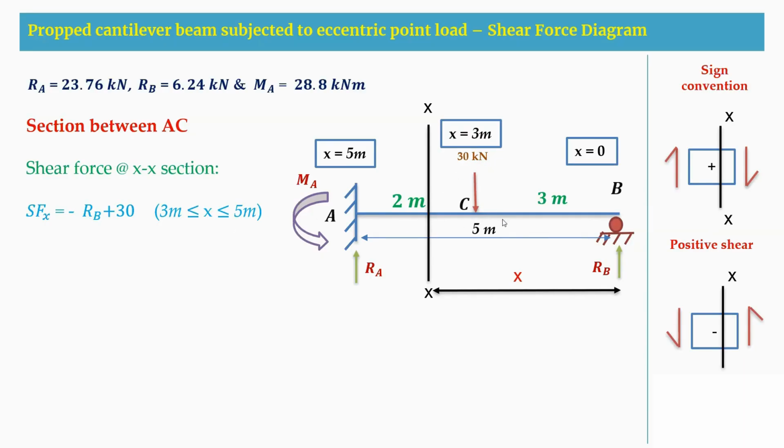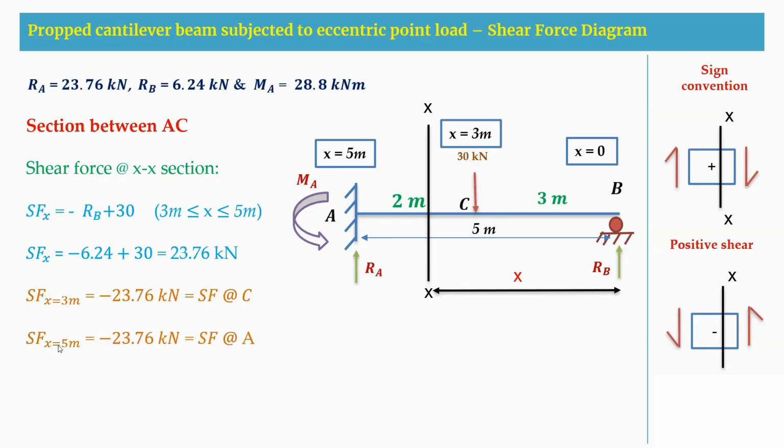So the limits here are 3 meters to 5 meters. So shear force at 3 meters will be equal to plus 23.76 kilonewton. Similarly, shear force at X equal to 5 meters is also plus 23.76 kilonewton. So I'm just correcting it here. This is a plus value. It is not a minus one.